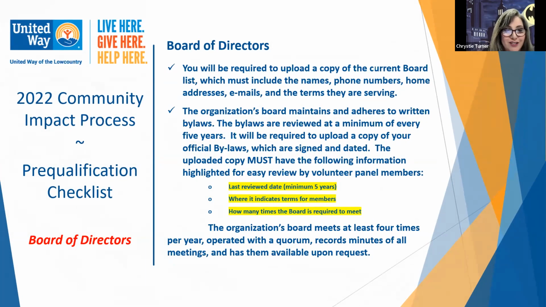Right, so board of directors: you are going to be required to upload a copy of the current board list. That board list must include the names, phone numbers, home addresses, emails, and their terms. And I know that seems like a lot. We do not do anything nefarious with this information. We keep it in-house. But a lot of the emails that I send have your board chair CC'd. So I need to know when their terms are so that I'm CCing the right board chair. I need to know what the email addresses are for your board.